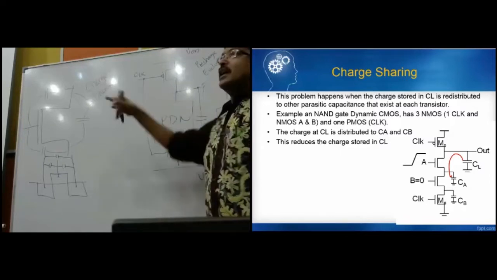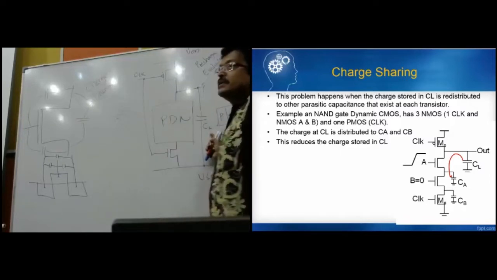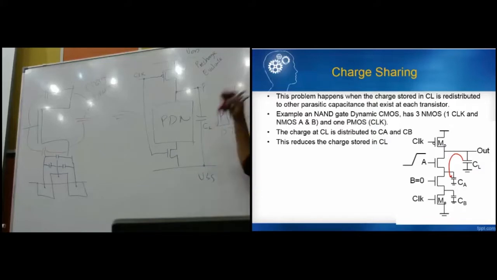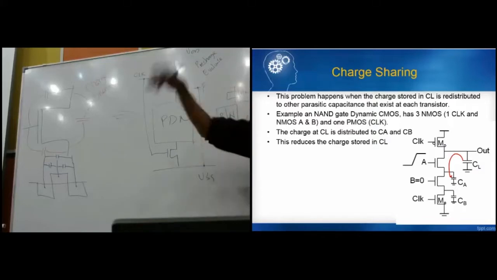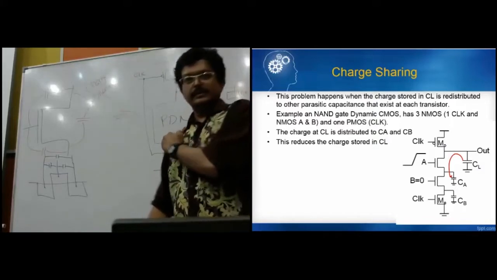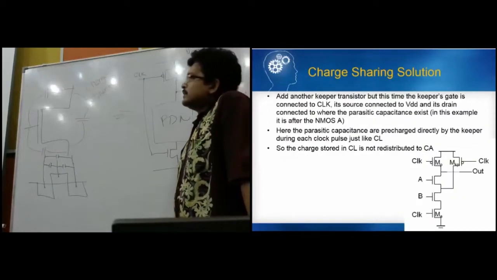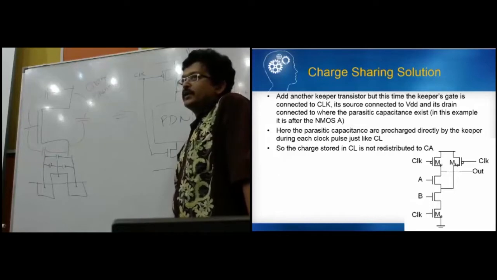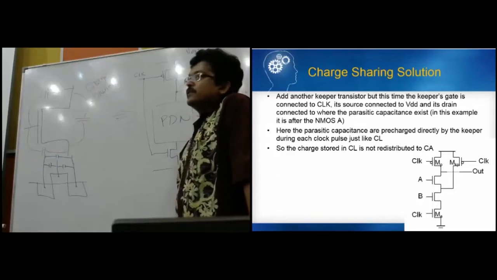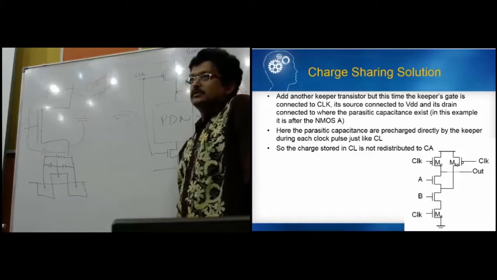And kalau dia share, apa jadi kepada charge ni? Charge ni akan sentiasa berkurang because it has to contribute to its friends. So how do you solve that? The same issue, the same method in which we use a keeper transistor juga.